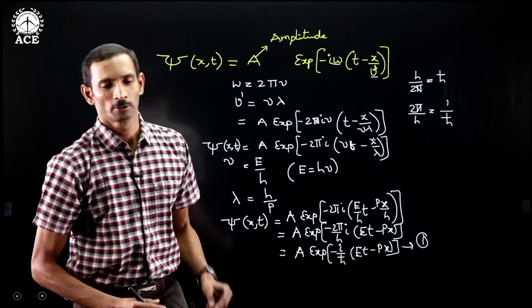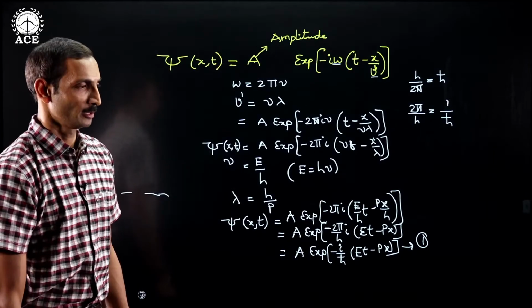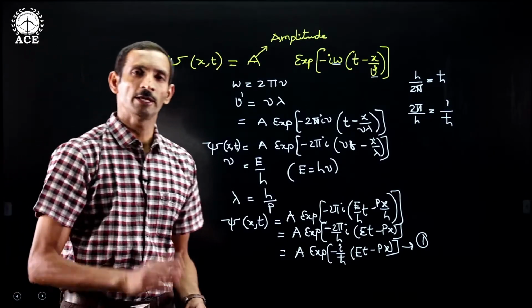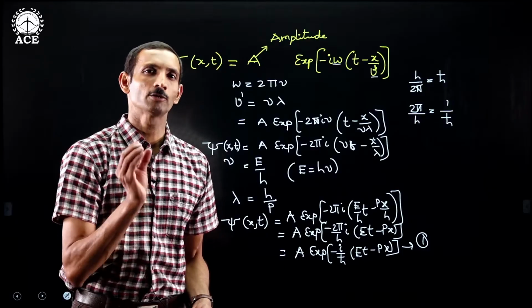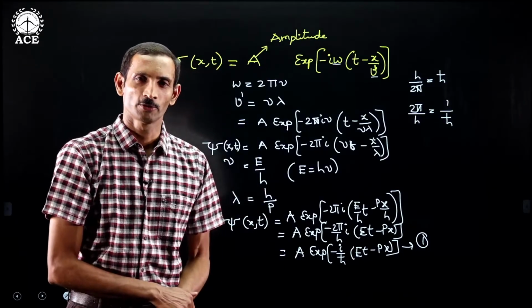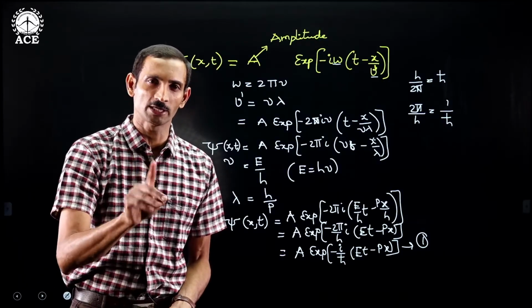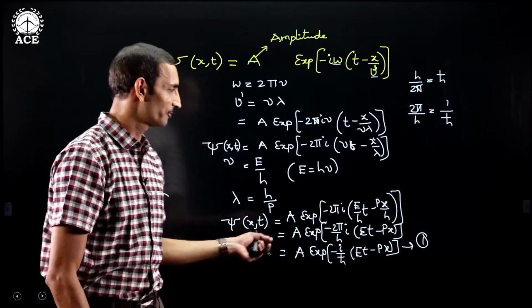As I told you, the Schrodinger equation is one of the bigger derivations. And if you have to eat a big cake, you would cut it into small pieces. So this is the first piece. We have 2 more pieces to eat because we will be getting 3 equations. Equation number 3 is the final equation for us. This is the first equation.